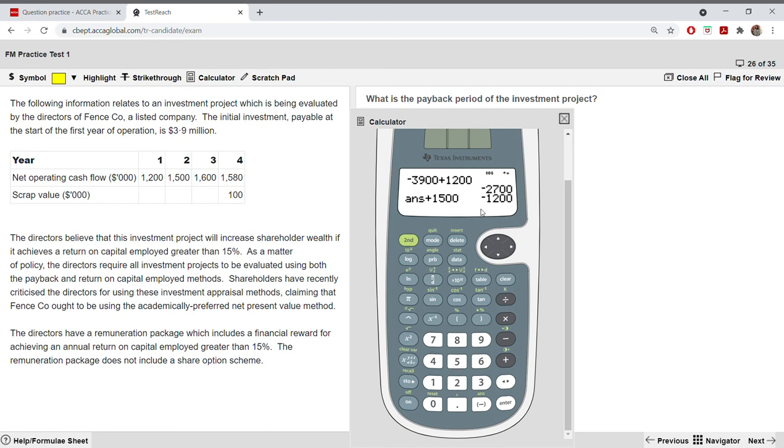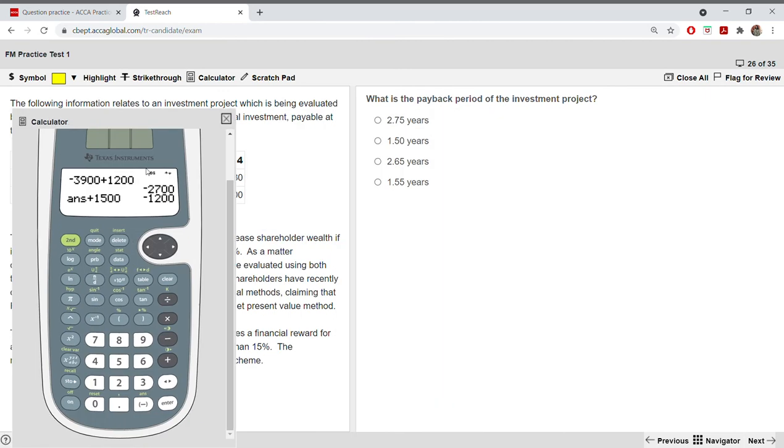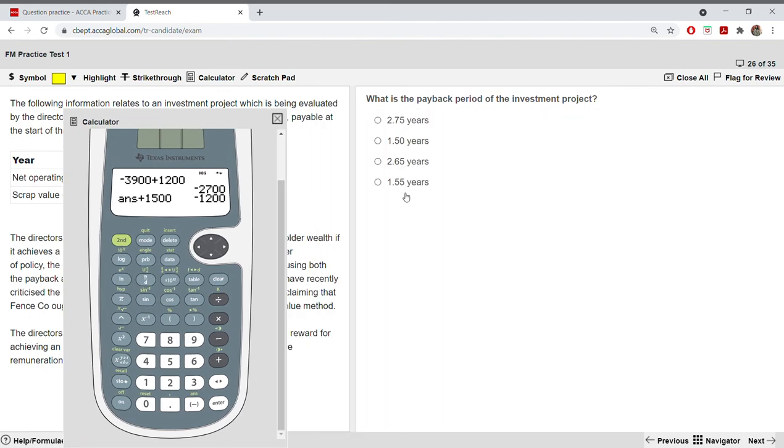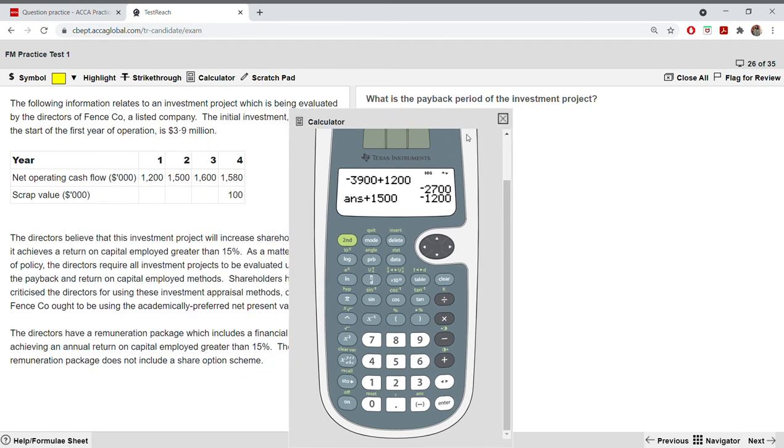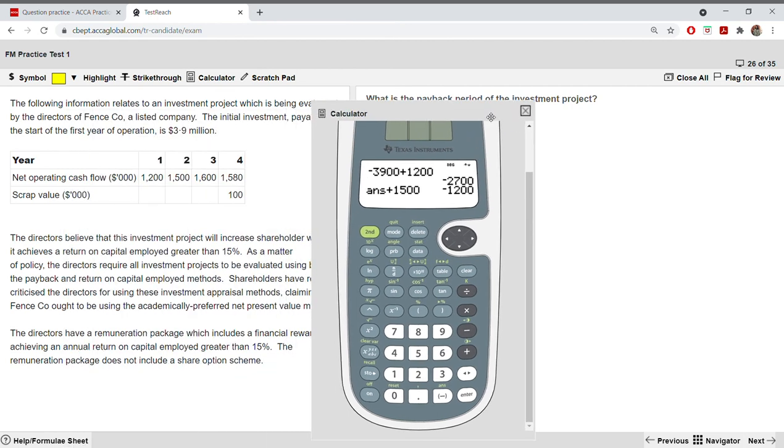How are you telling this? This is negative 1,200. But when you go to the third year, it is 1,600, more than 1,200. So you will have a cash inflow of 400, a positive return. So it's between 2 and 3 years. This tells you that your answer will be either this or this, not this or this, because it's between 2 and 3. So it has to be 2 point something, either 2.65 or 2.75. This means it eliminates the other two options automatically.